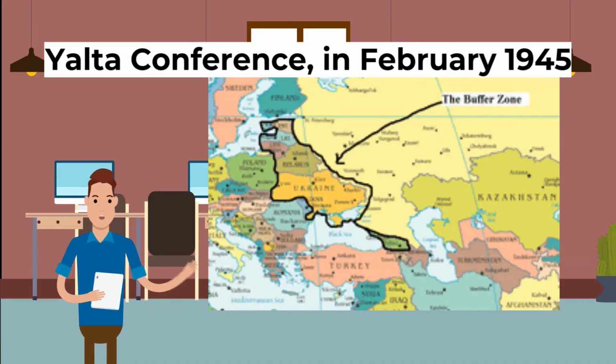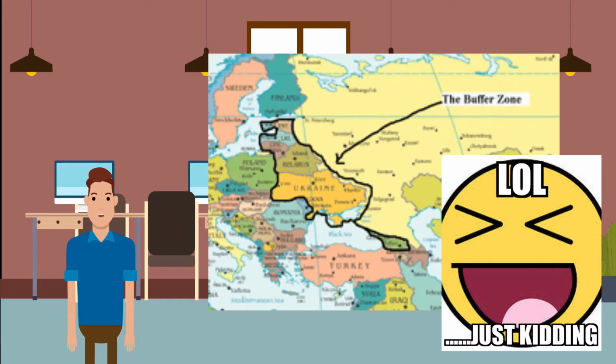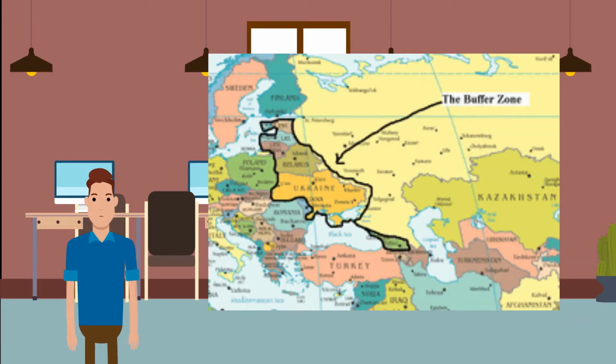It was agreed at the Yalta conference in February 1945 that there would be free and fair elections in countries that had been occupied by the Nazis in World War II. In the meantime, the Soviets were allowed to install governments friendly to them in these countries.